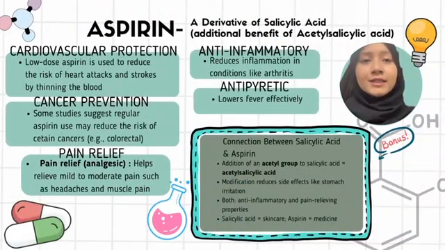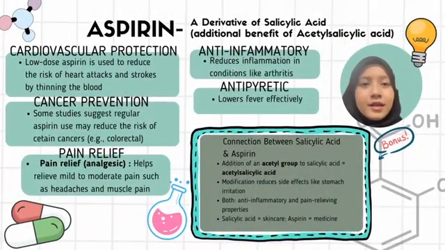Besides skincare, salicylic acid also plays an important role in modern medicine, especially through its derivative, aspirin or acetylsalicylic acid. Aspirin is chemically made by adding an acetyl group to salicylic acid. This small modification creates a new compound that is less irritating to the stomach but still keeps many of the original benefits. In fact, aspirin was first developed to make salicylic acid easier to tolerate as a medicine. So, they are directly connected in both structure and history.